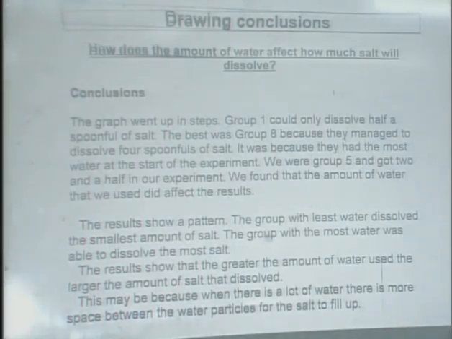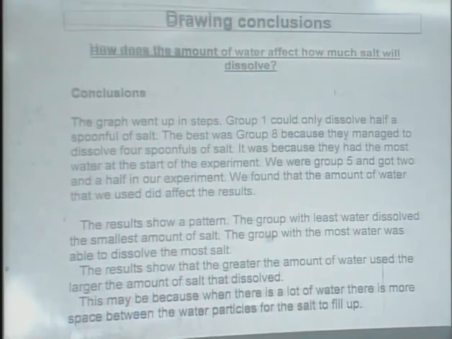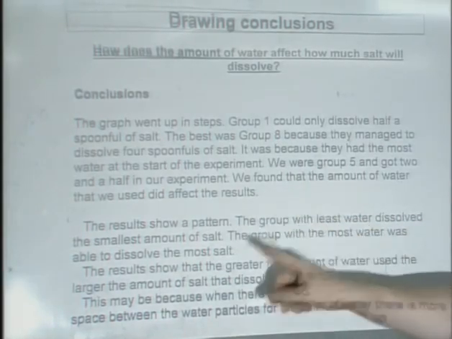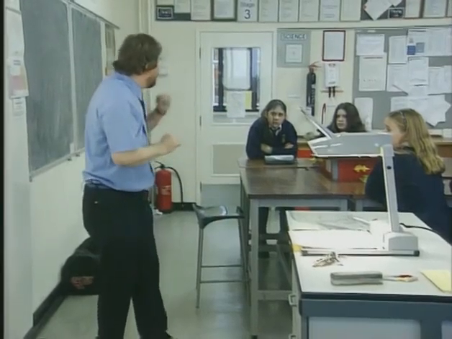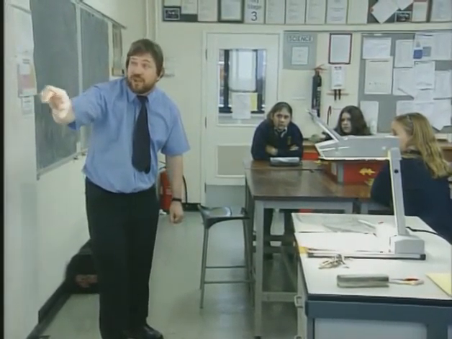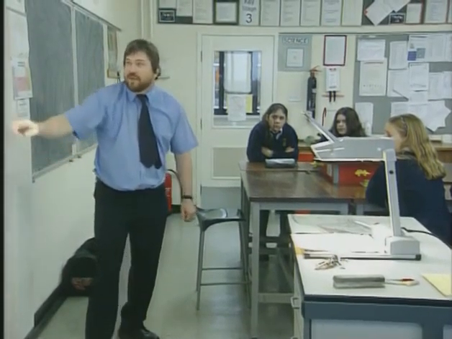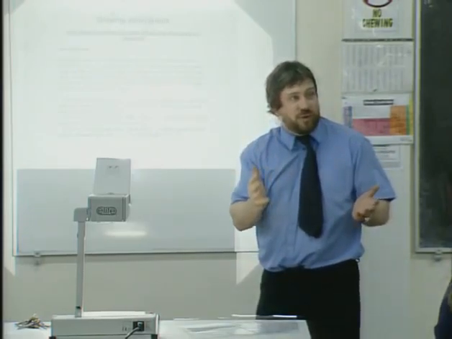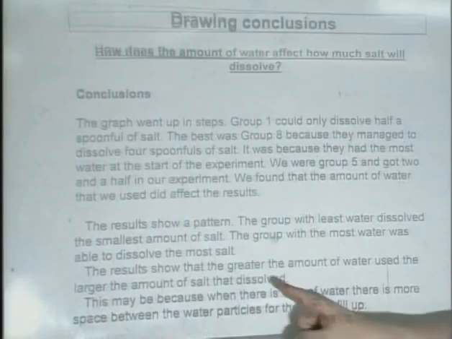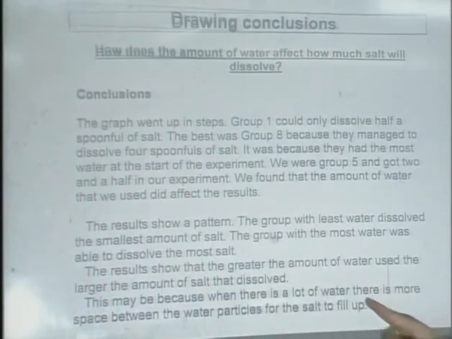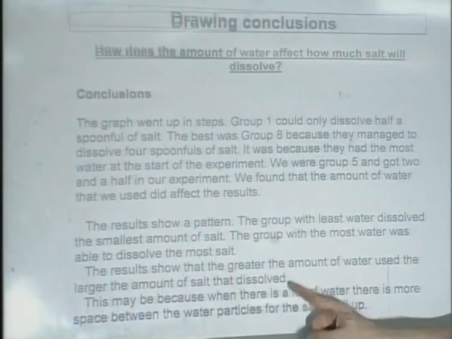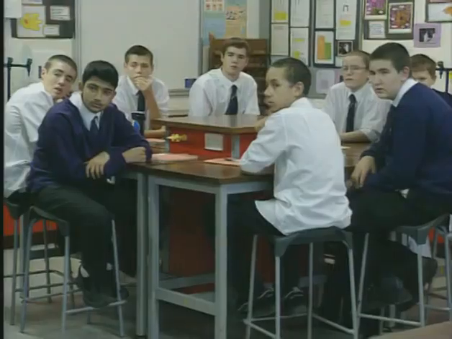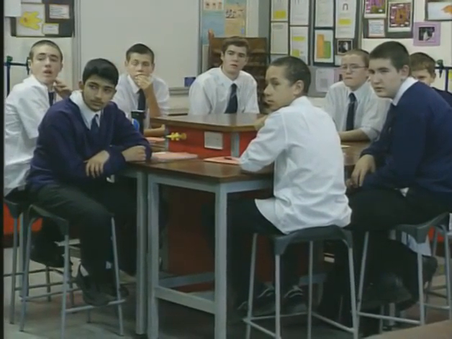I'll read it out just in case it's shining at the back. It says, the results show a pattern. The group with the least water dissolved the smallest amount of salt. The group with the most water was able to dissolve the most salt. The results show, and this is the key sentence, we've got to use describing words, words that end in ER. The results show that the greater the amount of water used, the larger the amount of salt that had dissolved. Okay? That's the pattern, that's the trend. Why is the second one better than the first one?